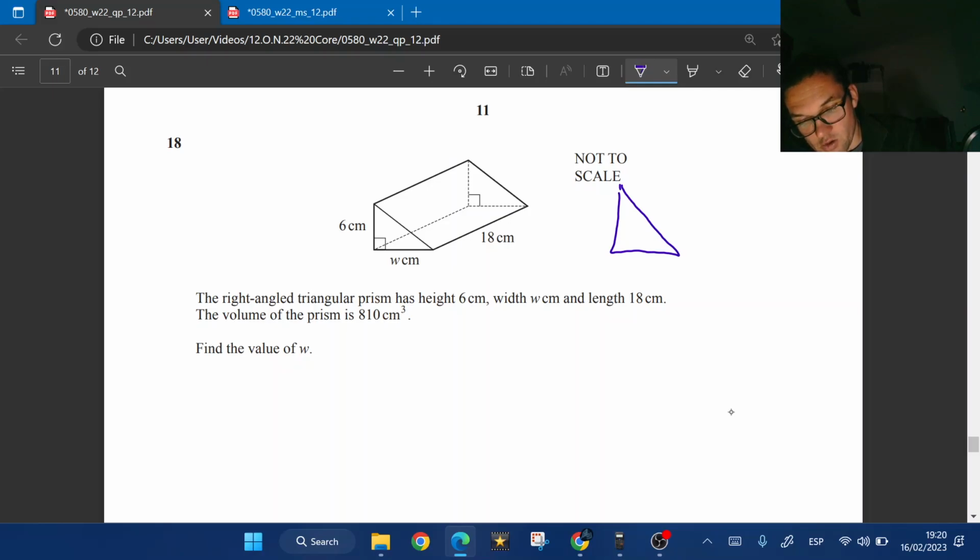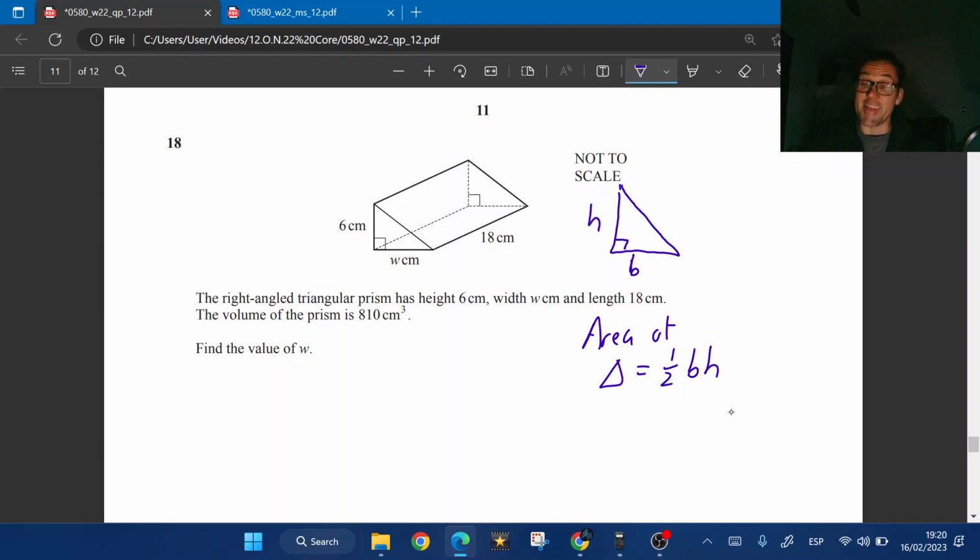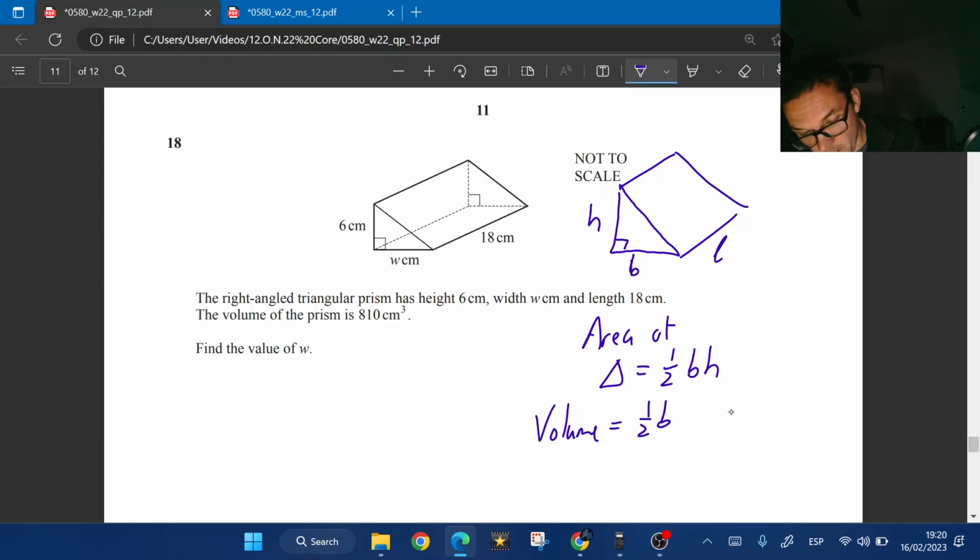Okay, so the area of a triangle will always be the base times the perpendicular height. So the area of a triangle is half base times perpendicular height. And then once you've got the area of the front face, you multiply it by the length, which in this case is 18. So let's do that. Okay, so the volume of this shape will be half base times height times the length. So let's do it over here.